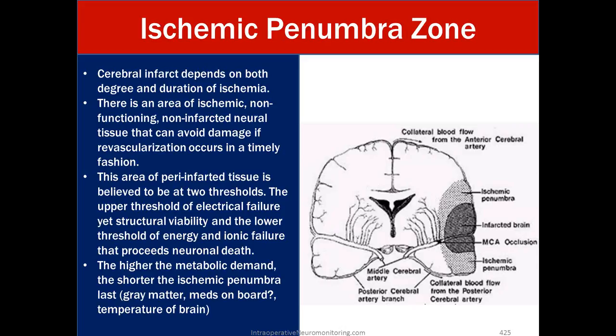The higher the metabolic demand, the shorter the ischemic penumbra lasts. The gray matter, medications on board, and the temperature of the brain are the different metabolic effects that determine how long this ischemic penumbra can go on without causing actual structural damage.